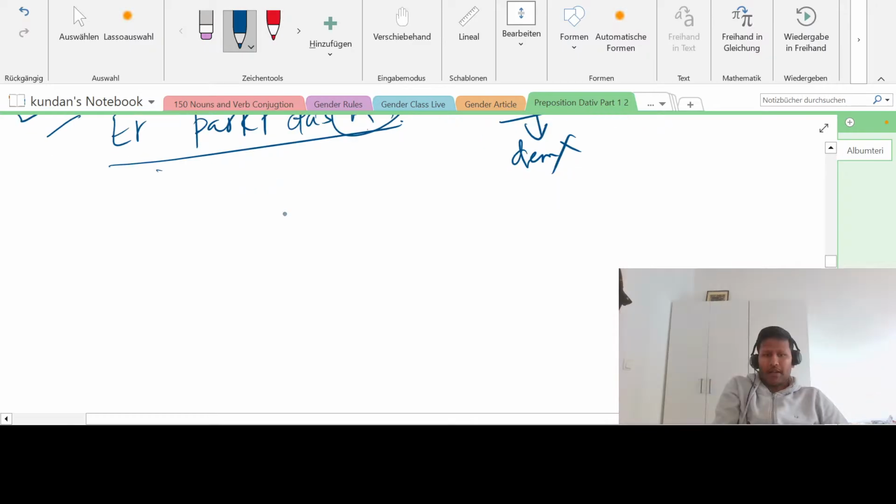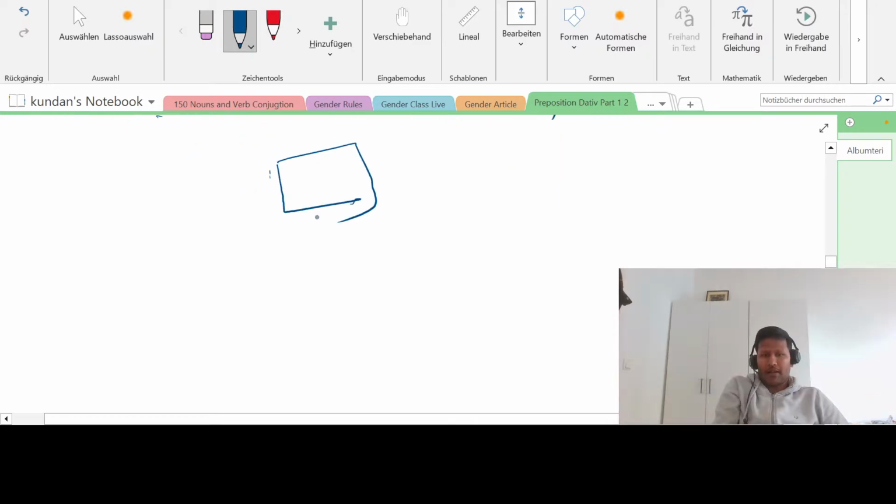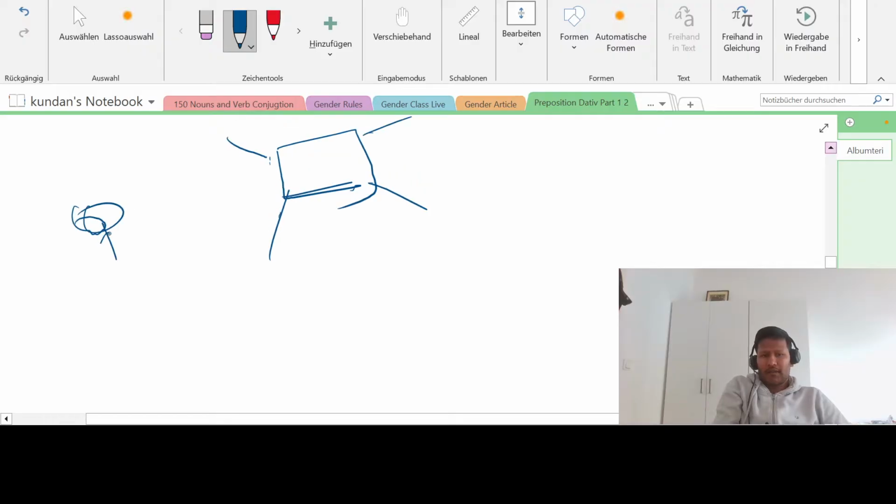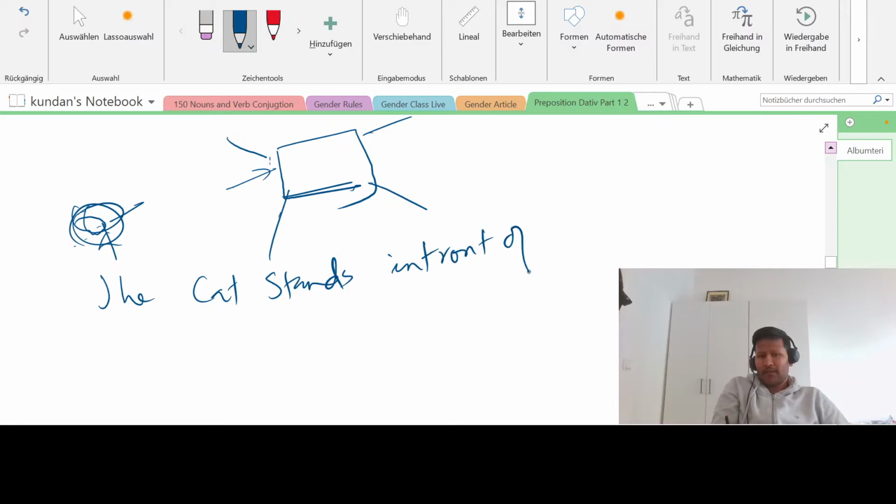All right. So now let us take one easy example. This is a table. Okay. This is a table and a cat. Oh, sorry about this motion. The cat is here. The cat is just standing in front of the table. The cat stands, or the person you can also take. The cat stands in front of the table. This is der Tisch, right? In nominative, right?